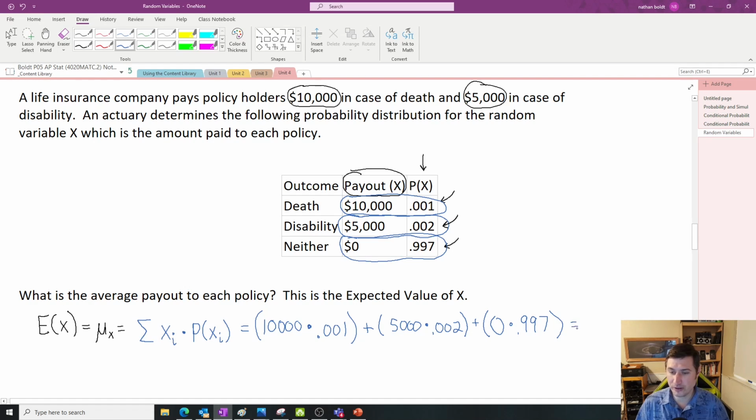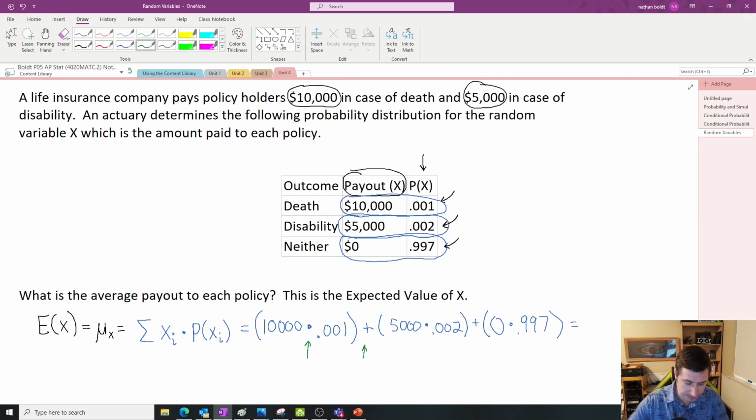Run that all through your calculator, hit enter, and you will get the expected value, the average payout to each policy. Okay. Now, quick word, thankfully you actually don't need the parentheses. Your calculator does know the order of operations, so thankfully it will do the multiplication before the addition. So you can type that in without the parentheses, and you will be fine.